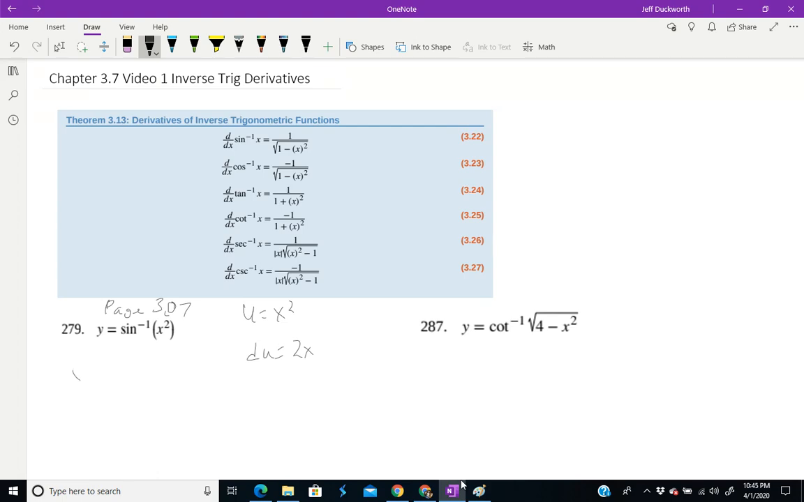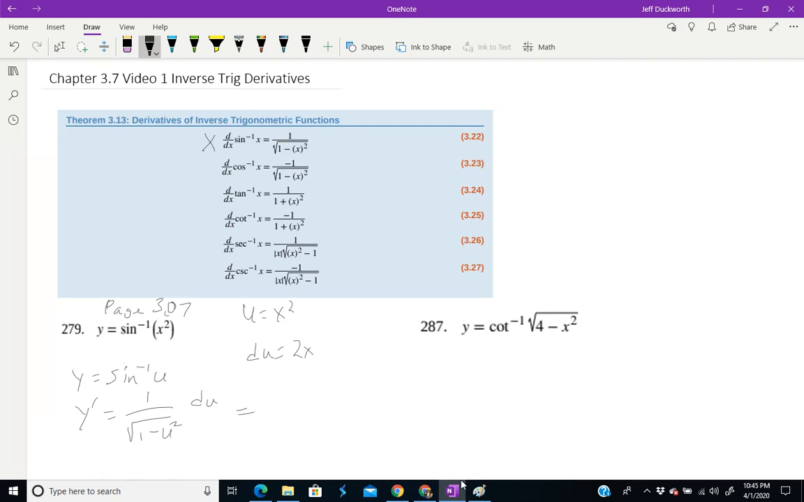So we have y equals the inverse sine of u, which means y prime equals, we're going to use this one right here. So 1 over the square root of 1 minus u squared, and then du. Well, we just replace everything.